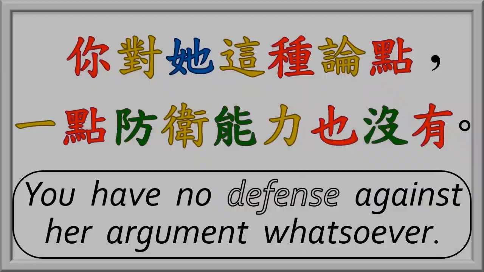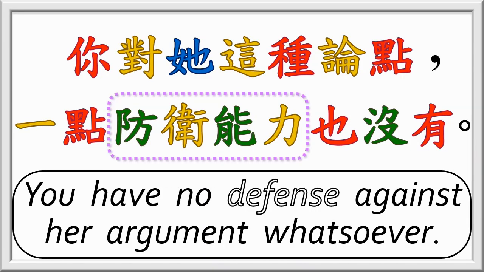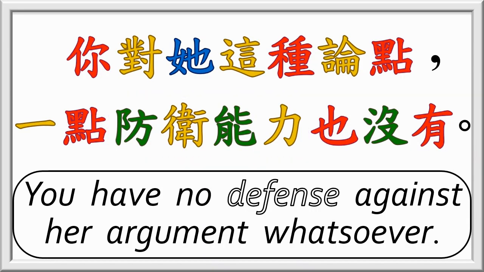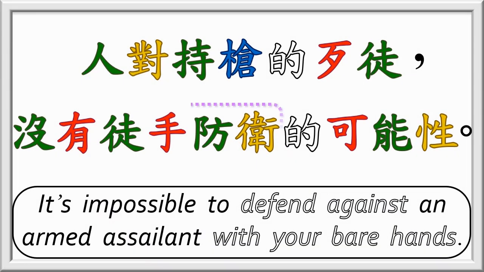To guard against or defend against something is the combination 防卫。你对他这种论点一点防卫能力也没有。You have no defense against her argument whatsoever. 人对持枪的歹徒没有徒手防卫的可能性。It's impossible to defend against an armed assailant with your bare hands. 国防 is the correct term for national defense.